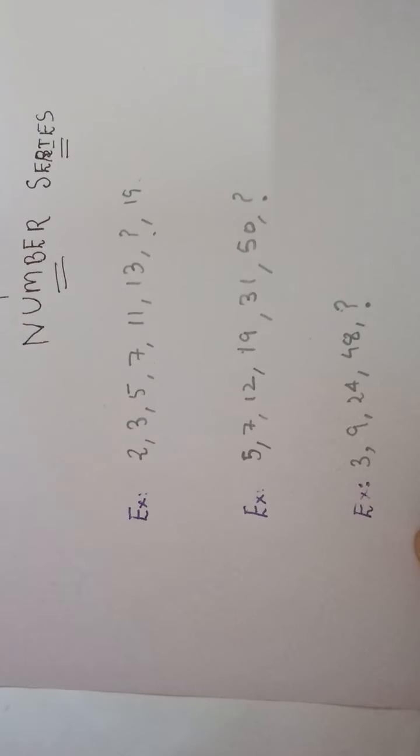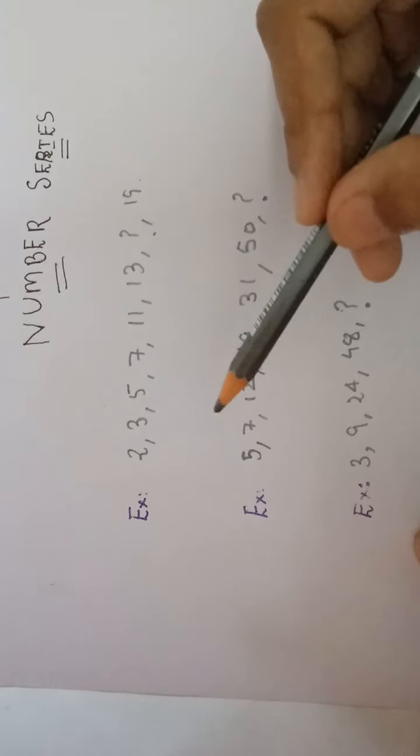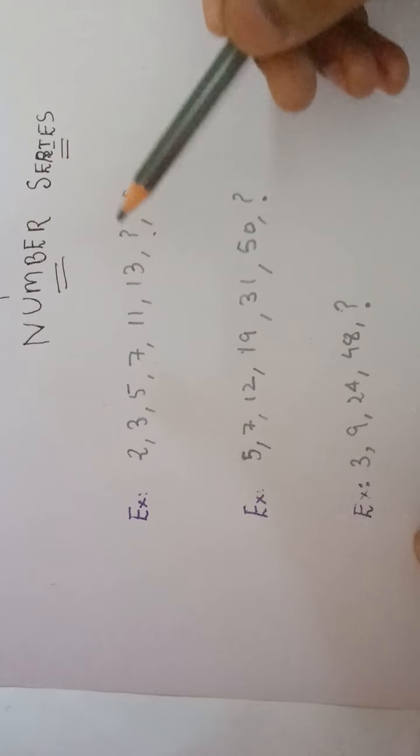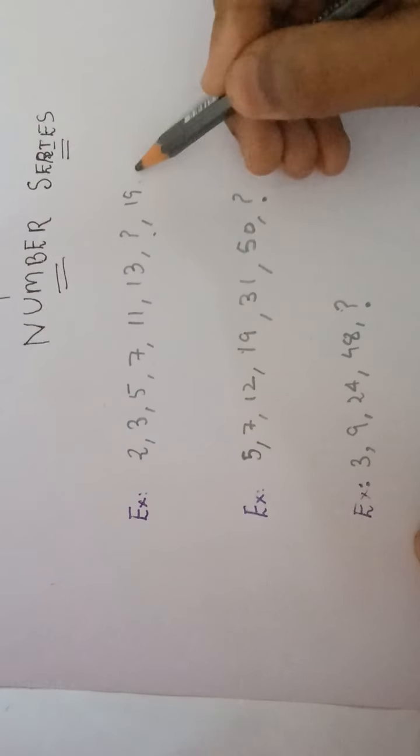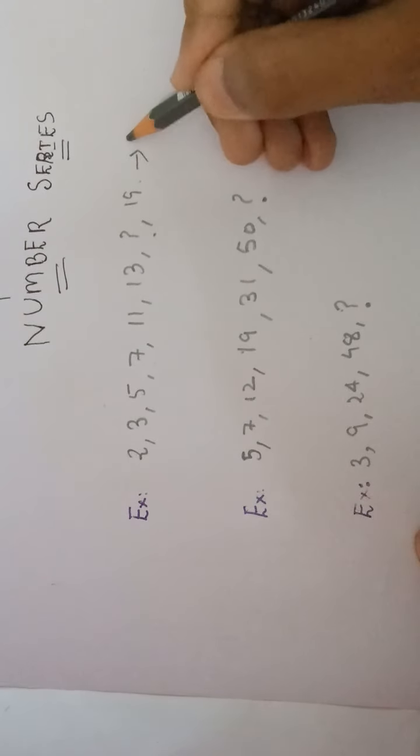Now let us look into some examples of number series so that it throws more light into the topic. So the first question is 2, 3, 5, 7, 11, 13, dash and 19. It's a very famous series, and I think you would have guessed it. This is the sequence of prime numbers.